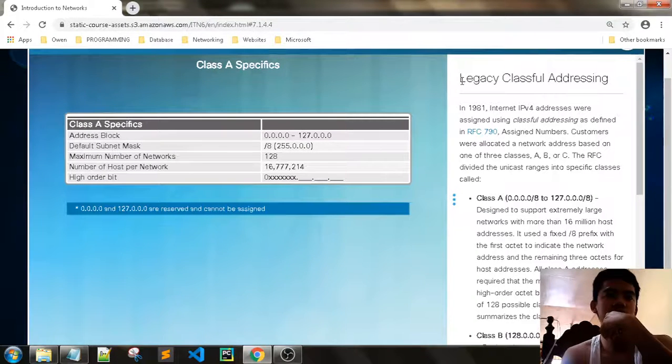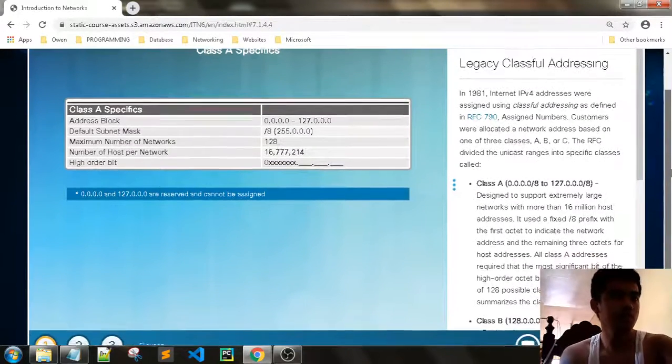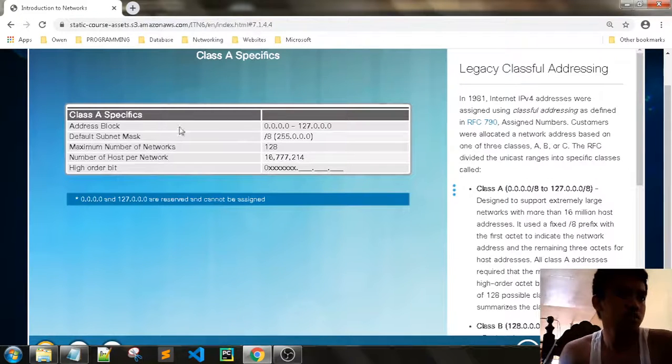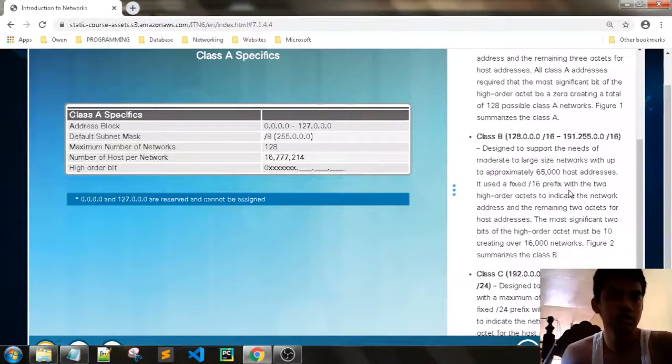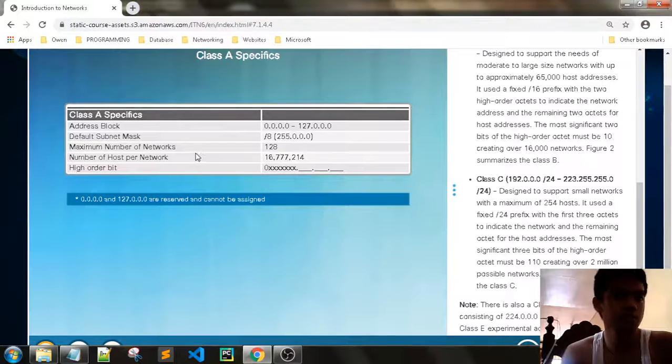We also have legacy classful addressing. So here is class A, with its address block and range. It's /8. The maximum number of networks is 128, and the number of hosts per network is over 16 million.